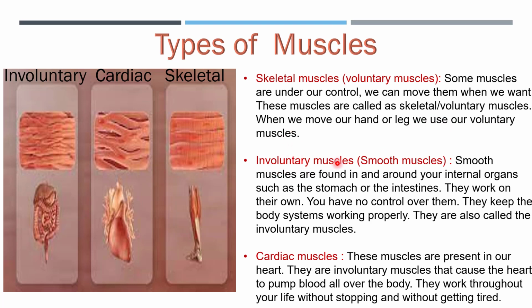Next one is involuntary muscles, also called smooth muscles. Smooth muscles are found in and around our internal organs, such as the stomach or the intestine. They work on their own. You have no control over them. They keep the body system working properly.